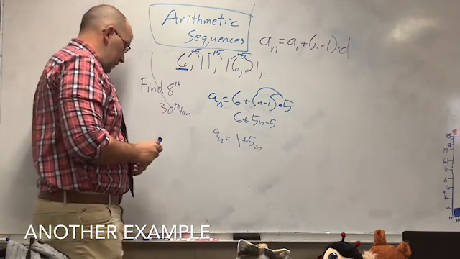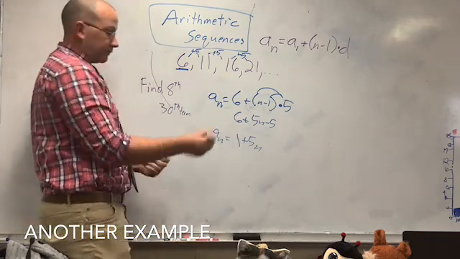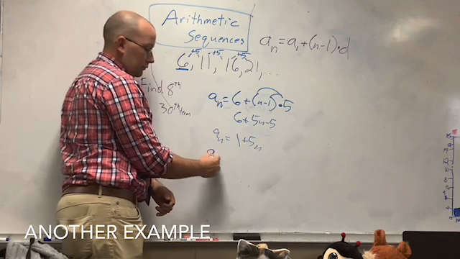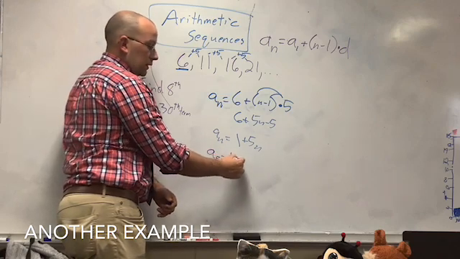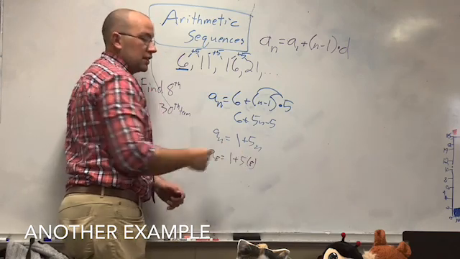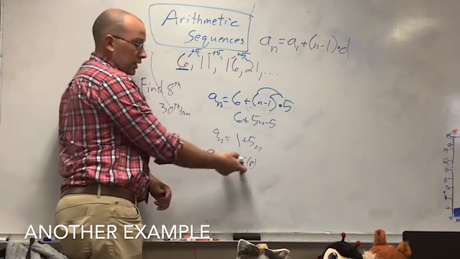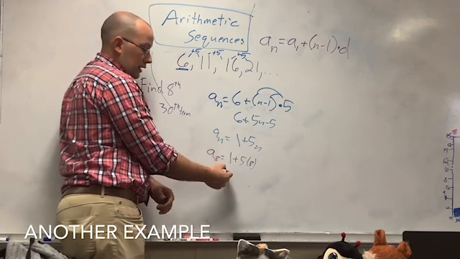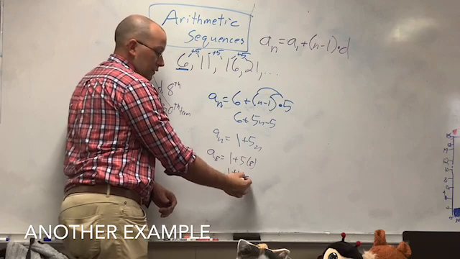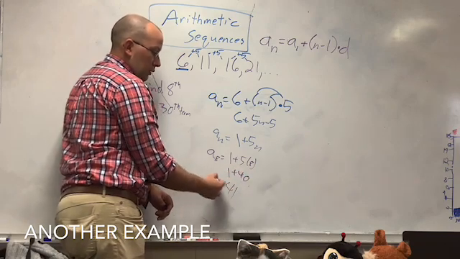Now I want to find the 8th term. That was 1 plus 5 times 8. And this is just like doing a function. Whatever you put in here, you just put in for the n over here. So 1 plus 40 is 41.